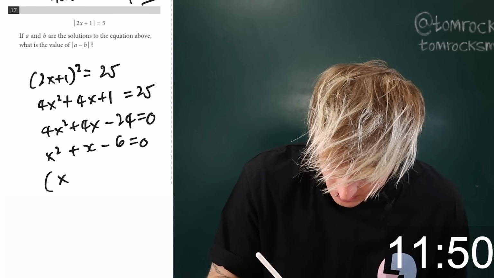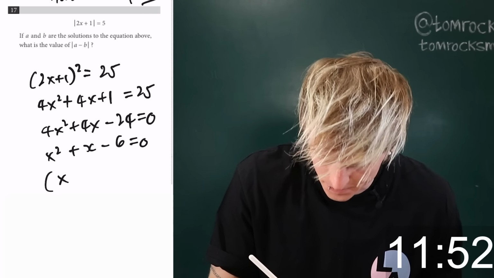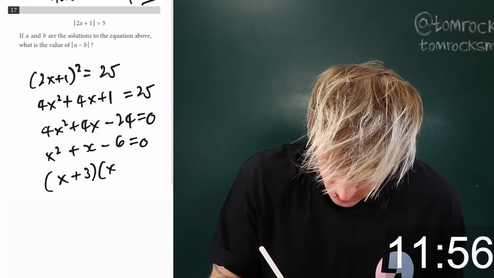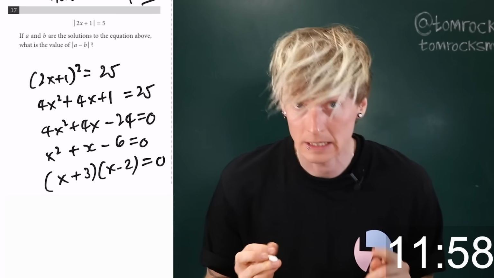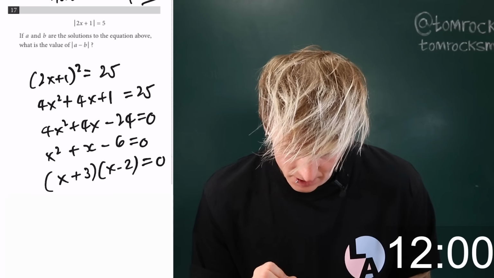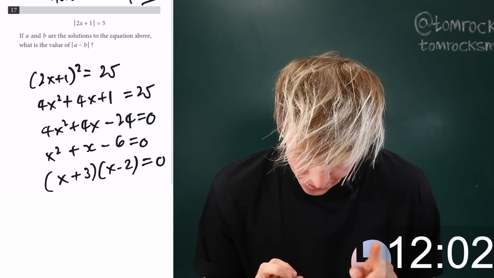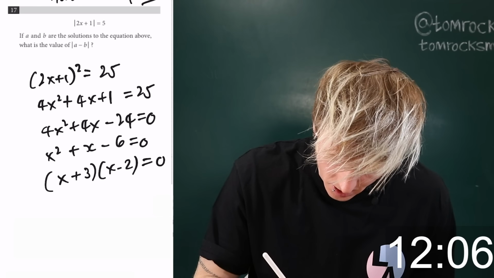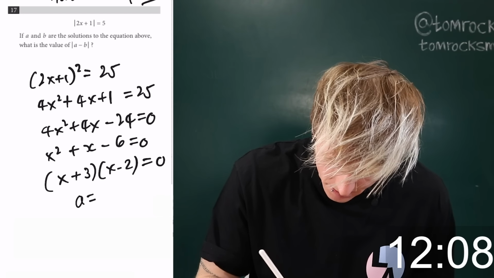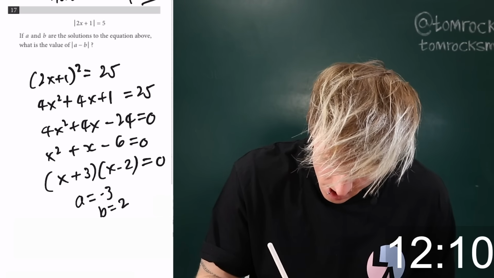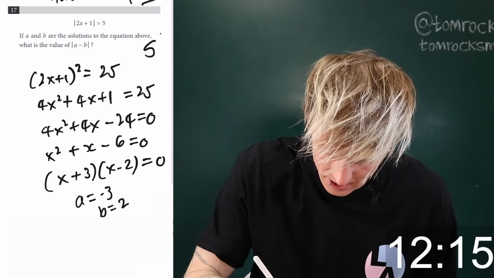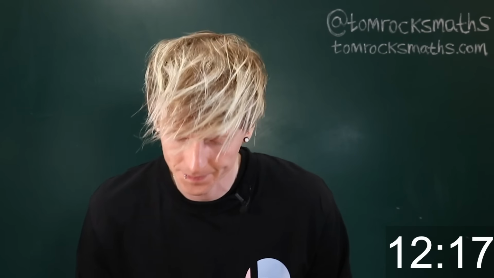So then I need to get a plus 3. x plus 3 and x minus 2. Let's check. x squared minus 2x plus 3x, yes, minus 6, good. So we've got 2 solutions. A is minus 3 and B is 2. So what's the distance between them? It's 5. So the answer I think there is 5.